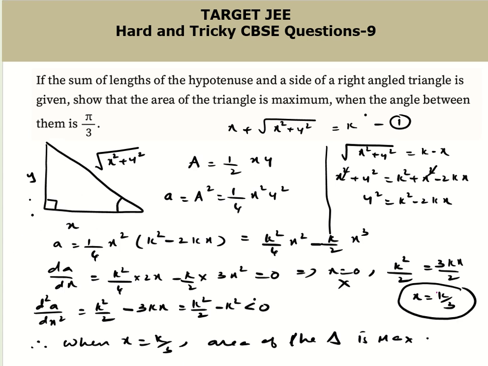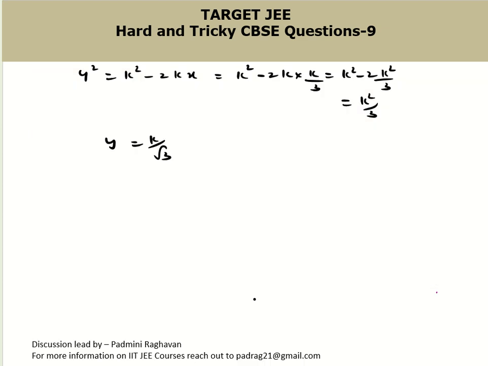Now they are talking about this angle. We have to justify that for the area to be maximum, the angle between the hypotenuse and the side whose sum is fixed is pi by 3. So I'll find out tan theta. Tan theta is equal to y by x. We got y as k by root 3, x is k by 3. So this gives you root 3, theta is equal to pi by 3.